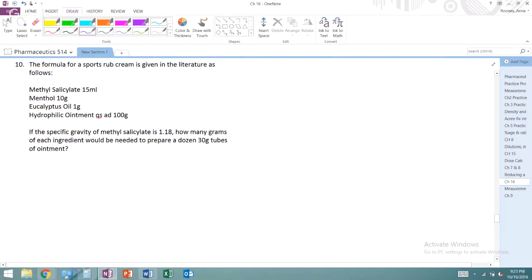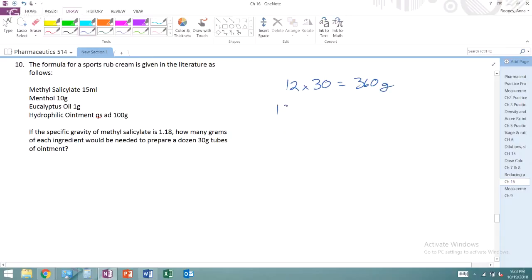The formula for a sports rub cream is given in the literature as follows: methyl salicylate, 15 milliliters, menthol, 10 grams, eucalyptus oil, 1 gram, and hydrophilic ointment made to add to 100 grams. If the specific gravity of methyl salicylate is 1.18, how many grams of each ingredient would be needed to prepare a dozen 30-gram tubes of ointment? So, all right, we have a dozen, and we have 30 grams, and that is 360 grams that we're making total.